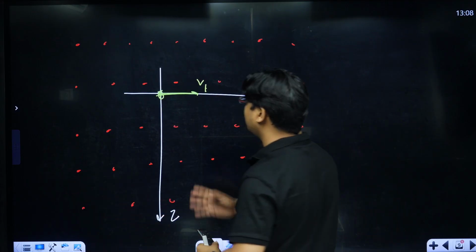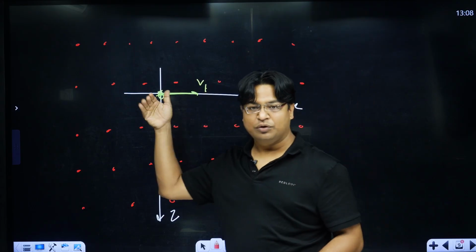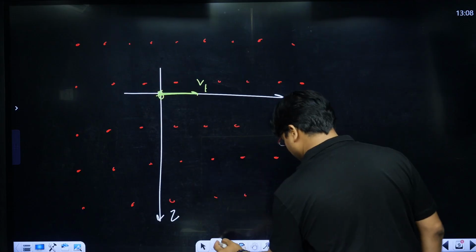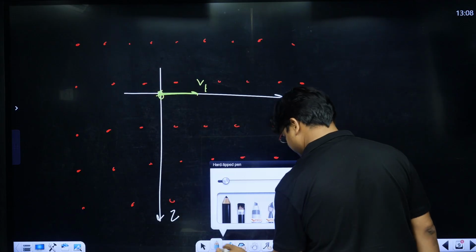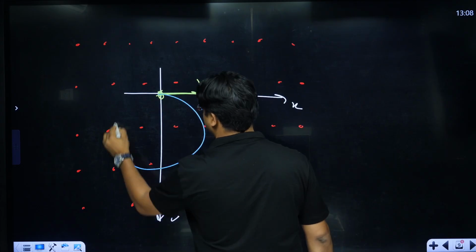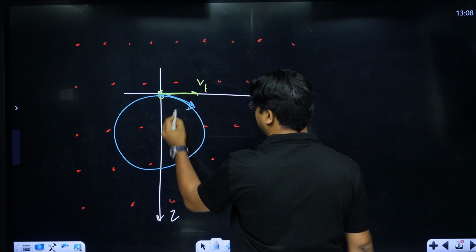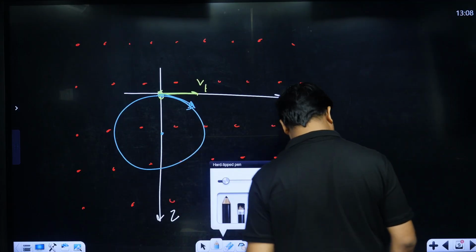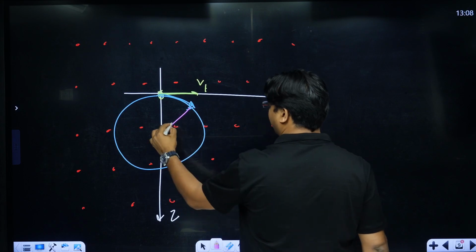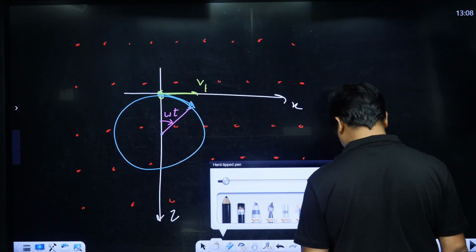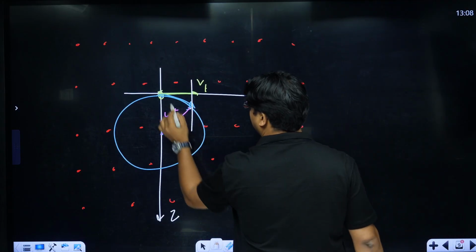Okay, and I now know that if there would be no v parallel, then the circle that we would have got would be like this. It would have been a circle like this, and it is coming like this. So the particle started moving like this. So in time t, the particle would cover an angle like this. This is omega t.